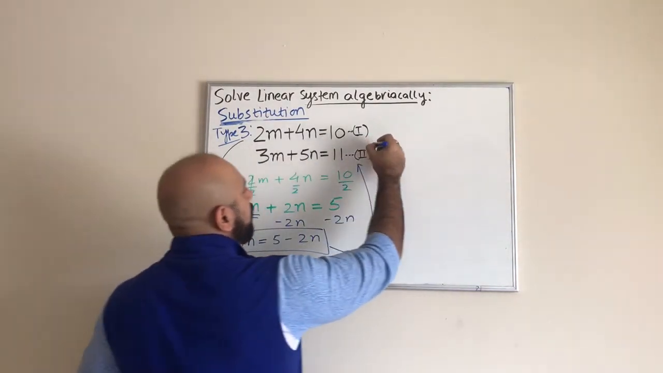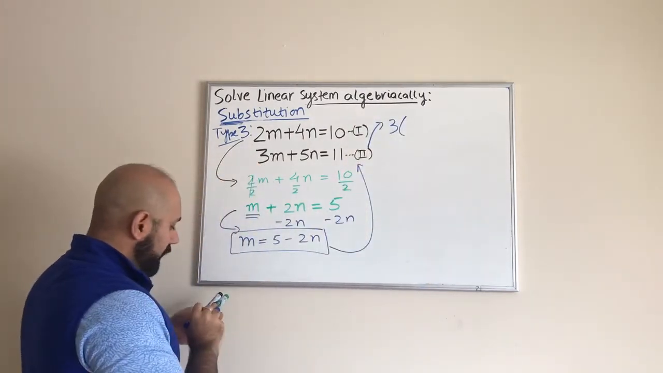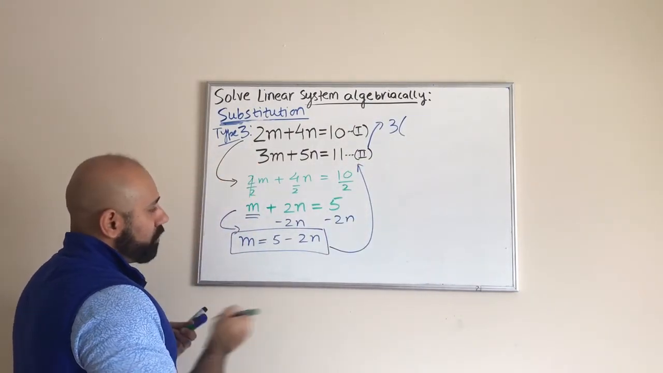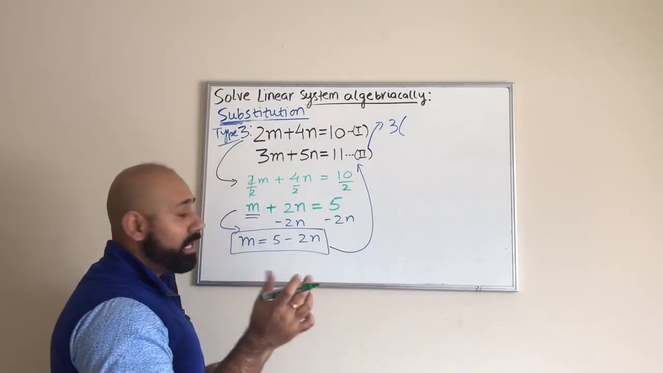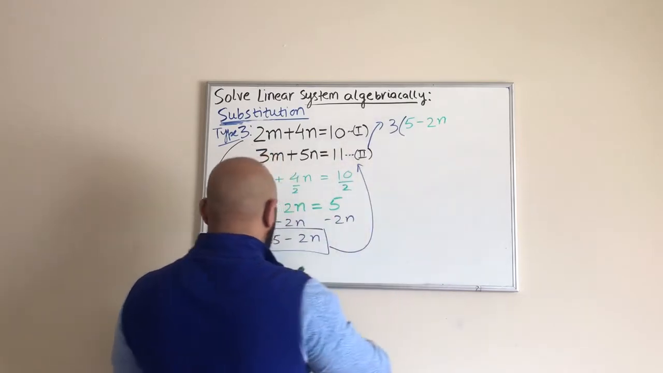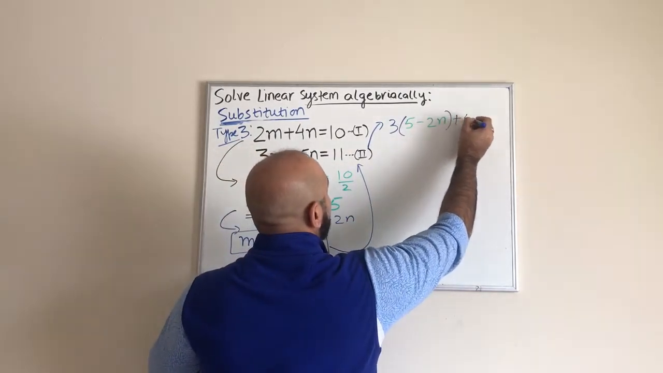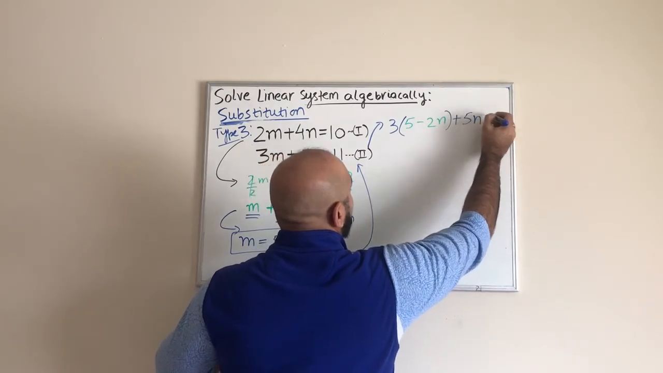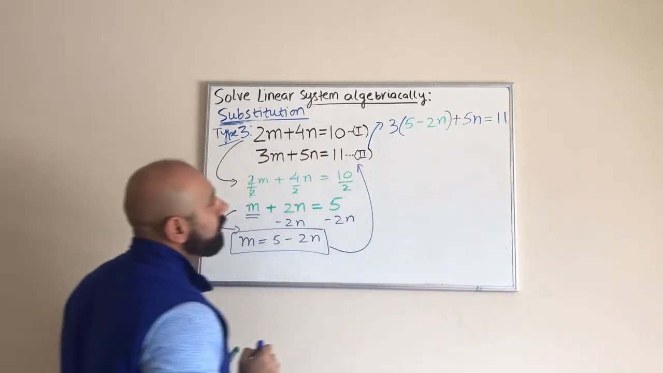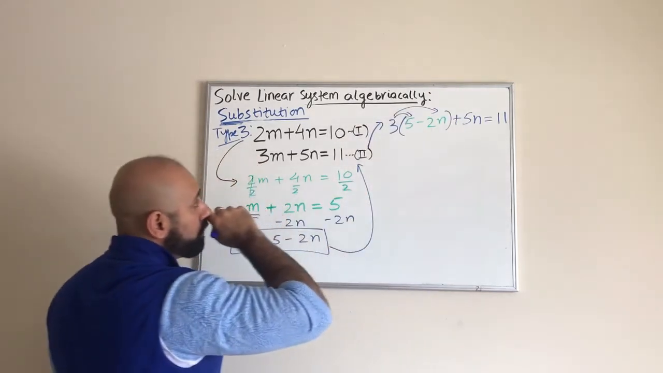So it's going to be 3, and then m will be replaced by 5 minus 2n, but you have to keep it in parentheses, it is a binomial. 5 minus 2n, and then what do I have? Then I have plus 5n equals 11, right? From here you distribute this 3 and we'll be able to solve for n.